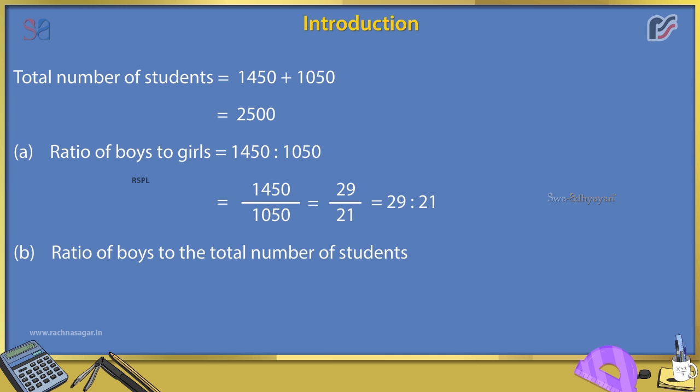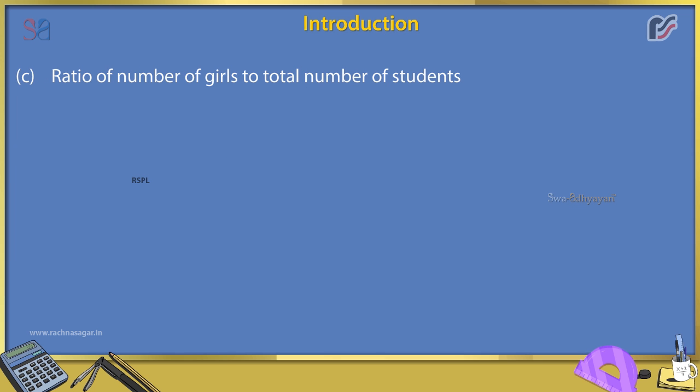B. Ratio of boys to the total number of students is equal to 1450 by 2500, which is equal to 29 by 50, which is equal to 29 is to 50. C. Ratio of number of girls to total number of students is equal to 1050 by 2500, which is equal to 21 by 50, which is equal to 21 is to 50.